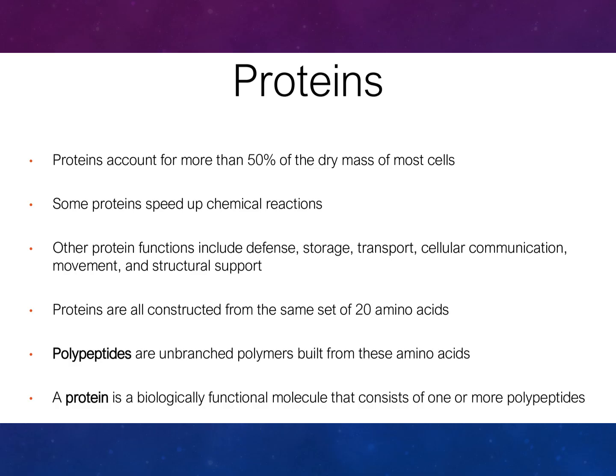Proteins account for more than 50% of the dry mass of most cells. They speed up chemical reactions. They are involved in defense, storage, transport, cellular communication, movement, and structural support. They are all constructed from the same set of 20 amino acids. Polypeptides are known as unbranched polymers built from amino acids, and a protein is classified as a biologically functional molecule that consists of one or more polypeptides.